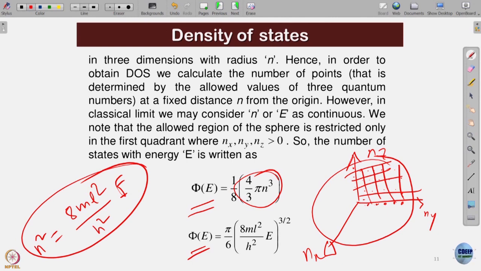Now, but this is not the density of states. I am interested in the density of states. This is the total number of states. Now how do you get the density? What is the definition of density of states? Density of states is that you take the energy, the number of states between E and E plus dE. That is the density of states.